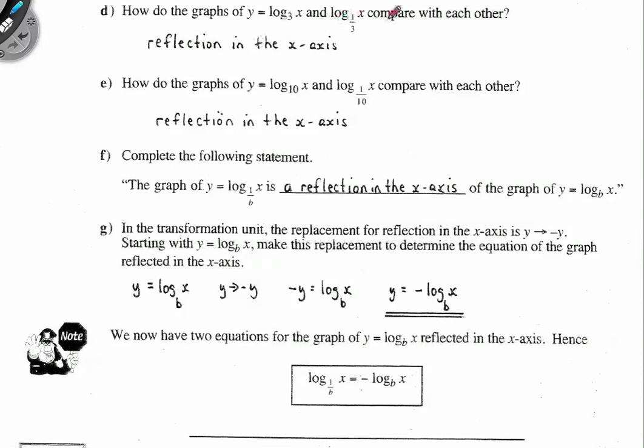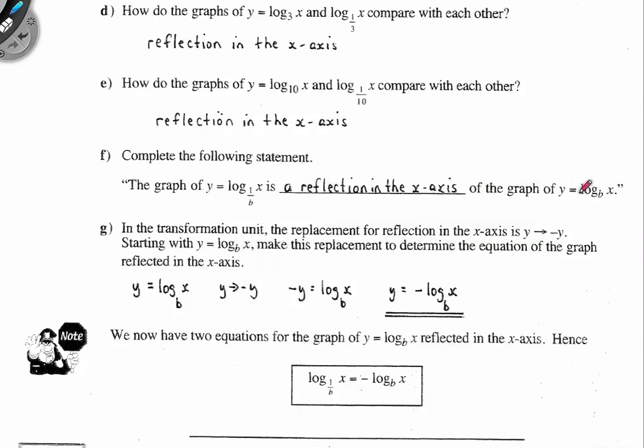Okay, so comparing these two, a reflection in the x-axis. So let's just look at the graph above. You can see they are a reflection in the x-axis. And it's saying, how do these two compare with each other? Well, again, it's a reflection in the x-axis. So if you change the base from 10 to 1/10, or from b to 1 over b, this is what's happening. So the graph of y equals log x base 1 over b is a reflection in the x-axis of log x base b.